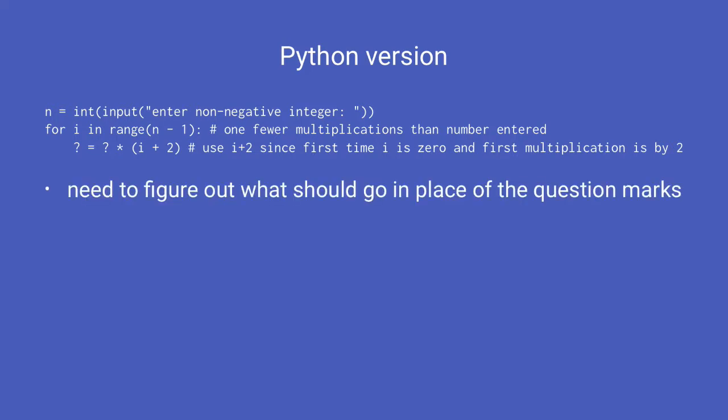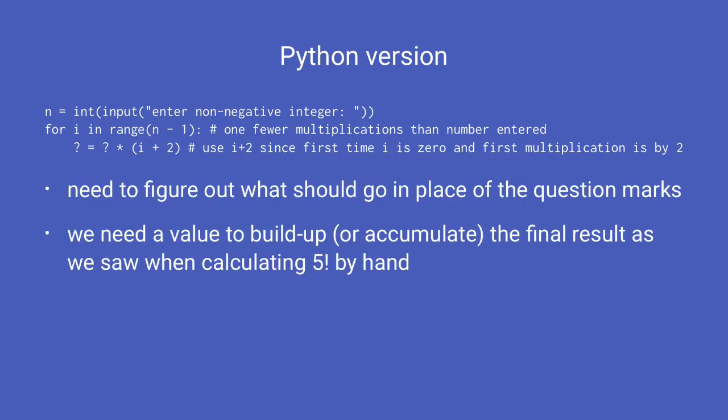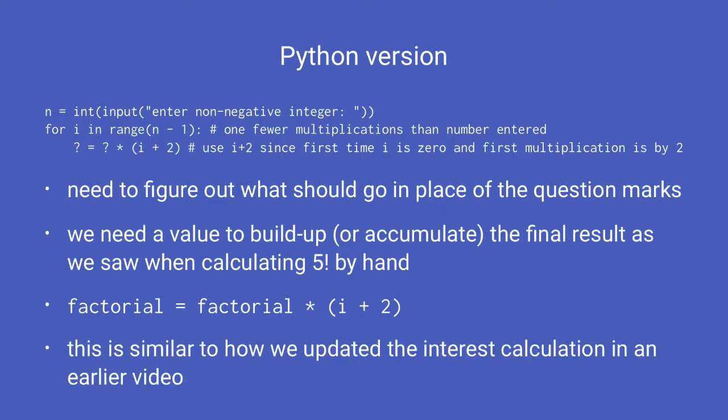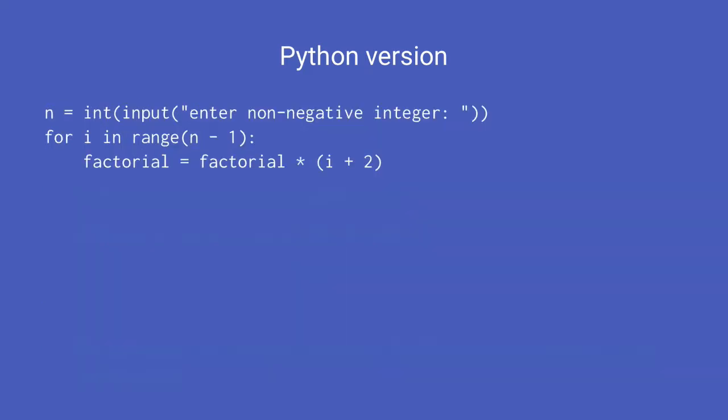We need to figure out what should go in place of the question marks. We need a value to build up, or accumulate, the final result as we saw when calculating 5 factorial by hand. So what we need to do is write factorial equals factorial times i plus 2. This is similar to how we updated the interest calculation in an earlier video.